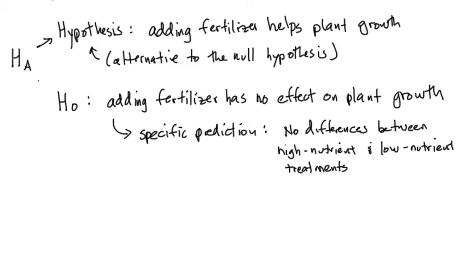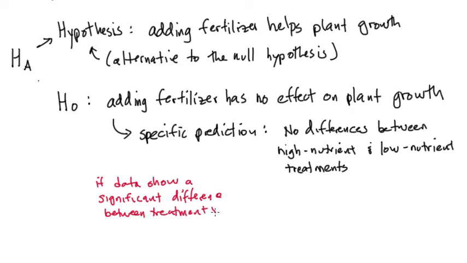We designed our experiment in a way that will allow us to do exactly this: reject the null hypothesis if certain results were obtained. If our data were to show a statistically significant difference between the high nutrient and low nutrient plants, we would have a valid reason to reject the null hypothesis. It predicted something that was demonstrated not to actually happen.